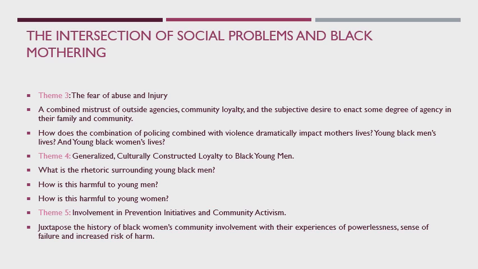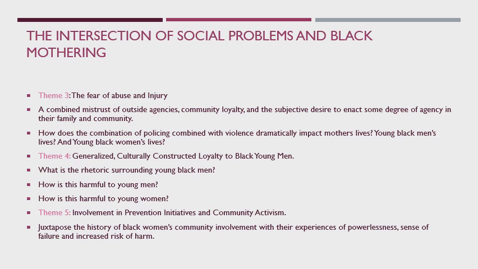The next theme, theme 3, is a fear of abuse and injury. So not only is there a combined mistrust of outside agencies, but there is the desire to create that social capital that we learned about, right? Community, loyalty, and then this desire to have agency in family and community. That is not only a good desire, but it also has often been broken through the structural inequalities, through things we talked about before, like infrastructure or lack of access to resources like fresh fruits and vegetables at a grocery store. So you have this fear of outsiders, fear of abuse and injury, which does occur, right? And also a desire to create that social capital within the community.